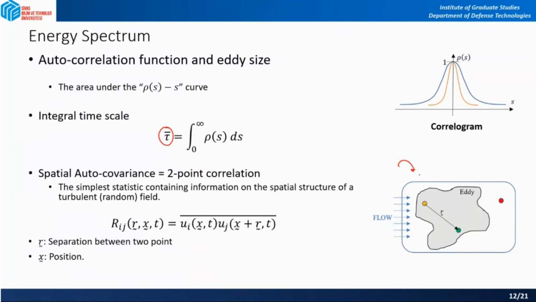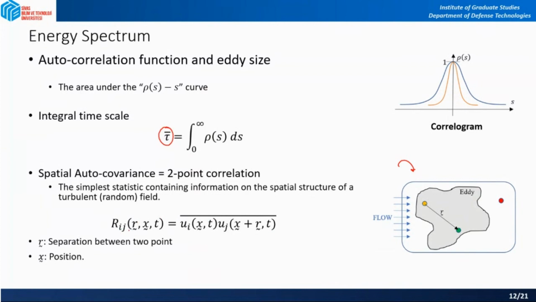A special autocorrelation, so this 2 point correlation, I mean, is the simplest statistics containing information on the spatial structures of the random field or turbulent field. The spatial autocovariance function, I mean, this 2 point correlation is defined as a second order tensor, Rij.